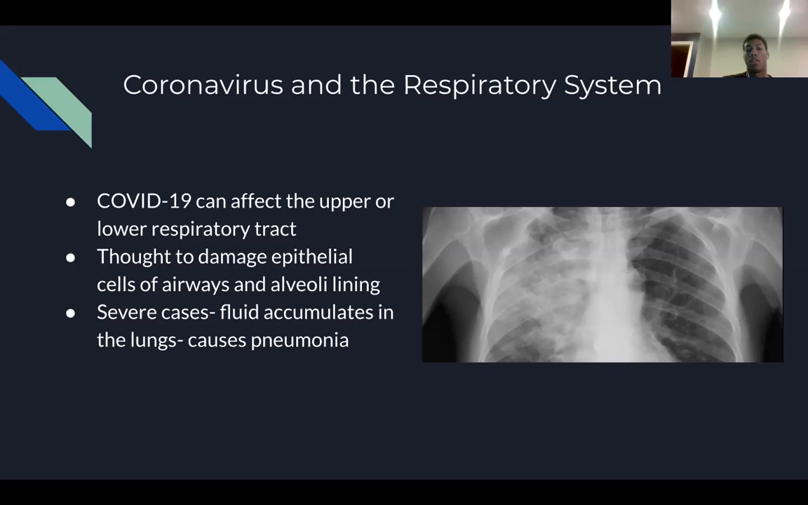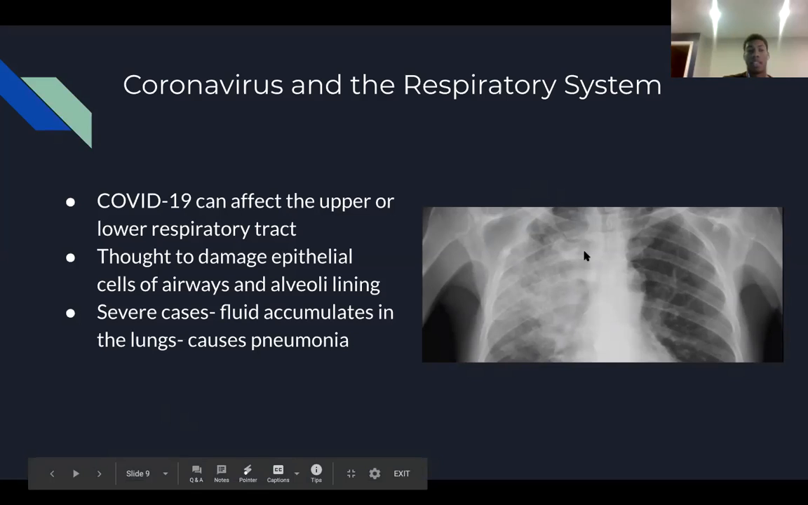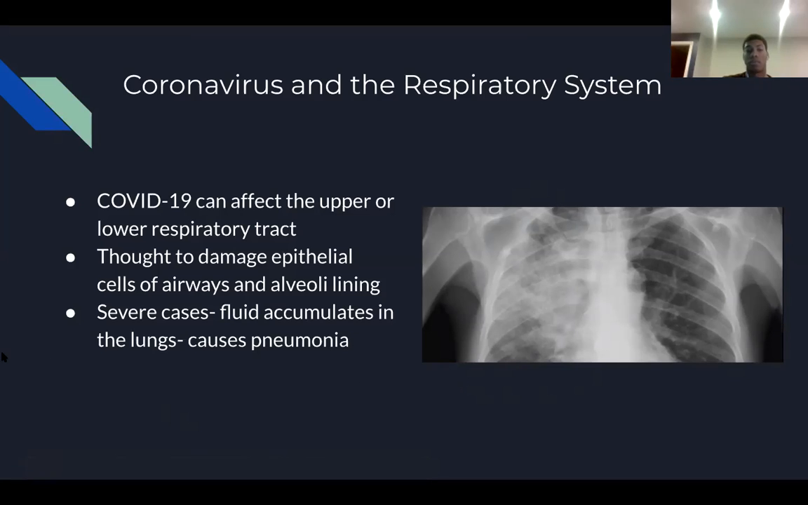These are the symptoms of a lower respiratory tract infection, which is more serious than those of the upper respiratory tract infection. As you can see in this picture, one of the person's lungs looks cloudy on this x-ray, because this indicates that there's some fluid that has accumulated in there and that they have pneumonia.